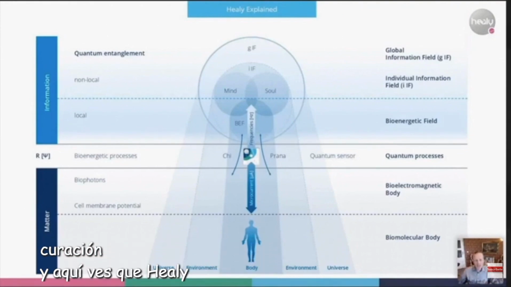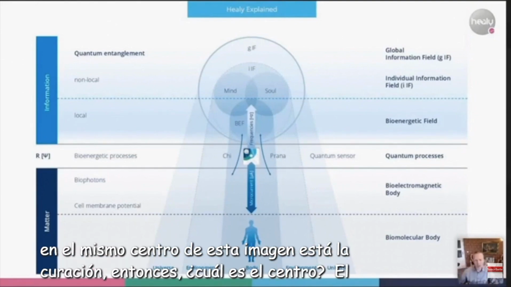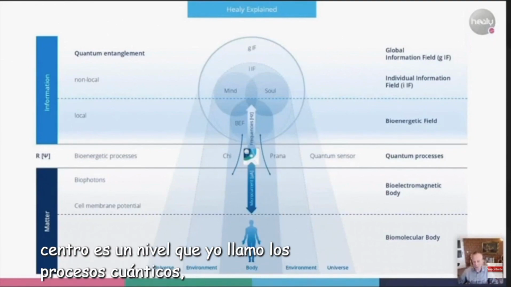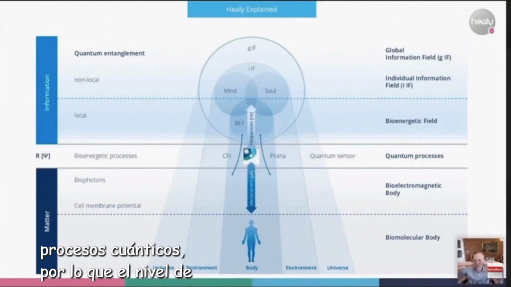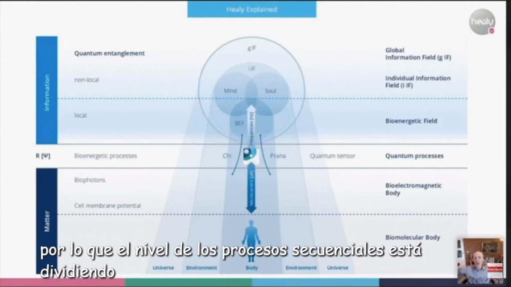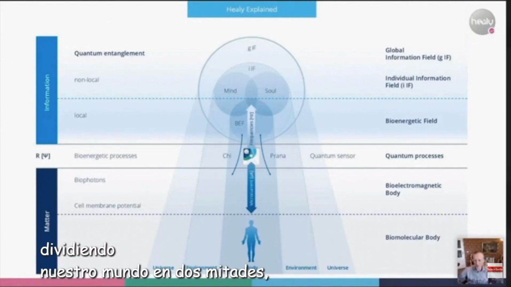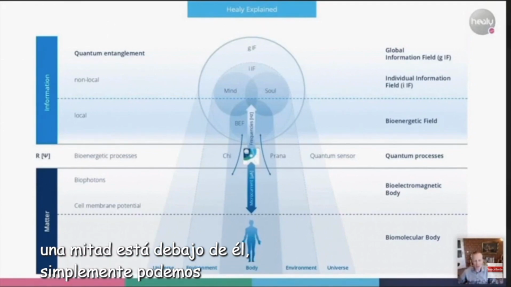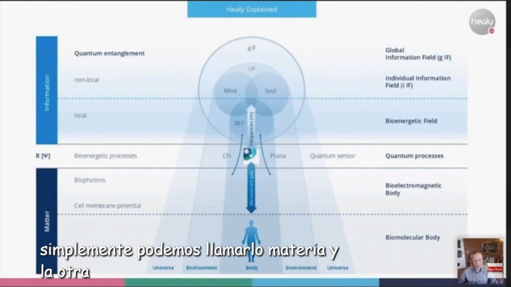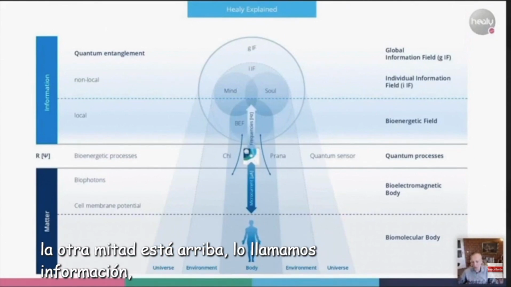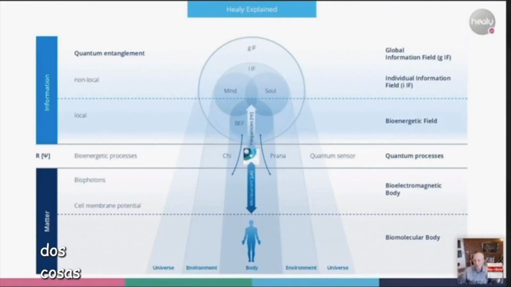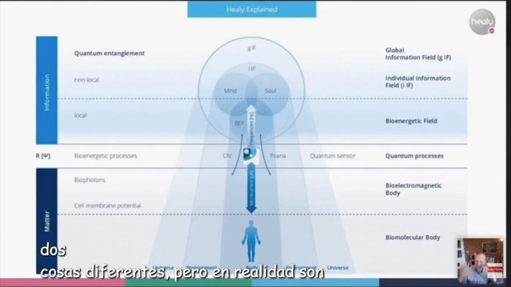And here you see Healy in the very center of this picture. So what is the center? The center is a level which I call the quantum processes. The level of the quantum processes divides our world in two halves. One half is below, we can just call it matter, and the other half is above, we call it information. Matter and information are not really two different things, but actually one.